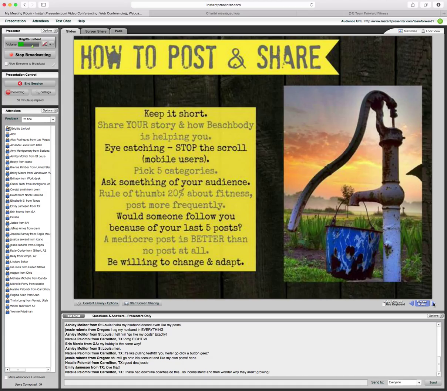Or one thing I've seen coaches do is they'll post an old family photo and say, I really love my family, or I'm so grateful for my husband. They'll post an old photo or something like that. It is better for you to get something up there than for you to have no post at all, okay? The other thing is to be willing to change and to adapt.